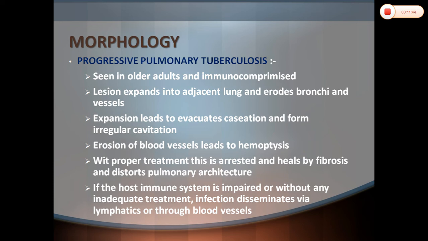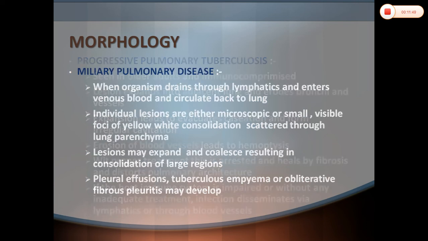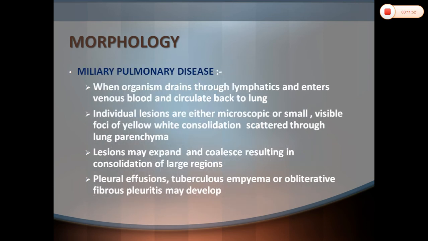If the host immune system is impaired or there is inadequate treatment, this infection spreads via lymphatics or through blood vessels. And the next type is miliary pulmonary disease. In this, the organism drains through the lymphatics, enters the venous blood and circulates back into the lung. In the lung, these individual lesions are either microscopic or small and may be visible foci of yellow-white consolidation scattered throughout the lung parenchyma. These lesions may expand and coalesce, resulting in consolidation of larger regions. Pleural effusions, tuberculous empyema, and obliterative fibrous pleuritis may develop in these patients.